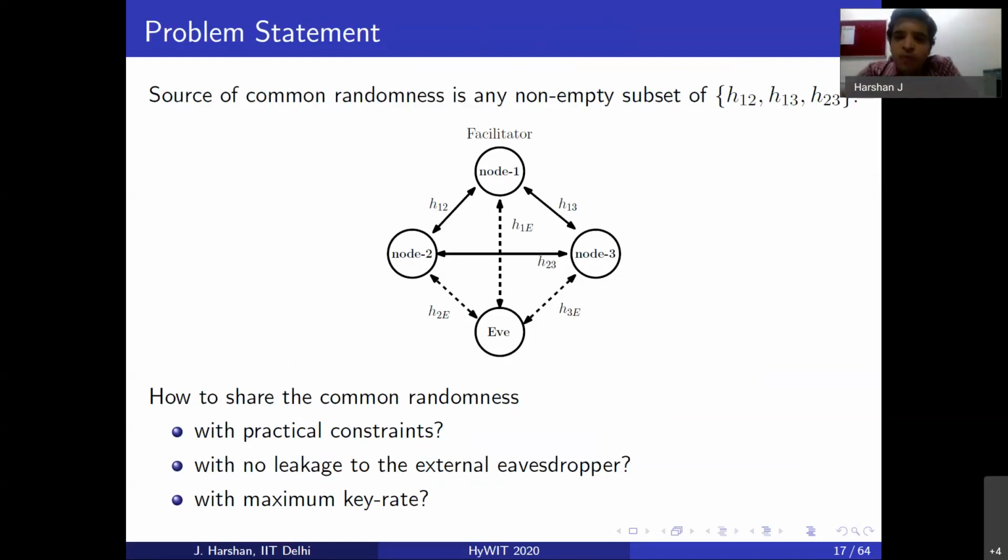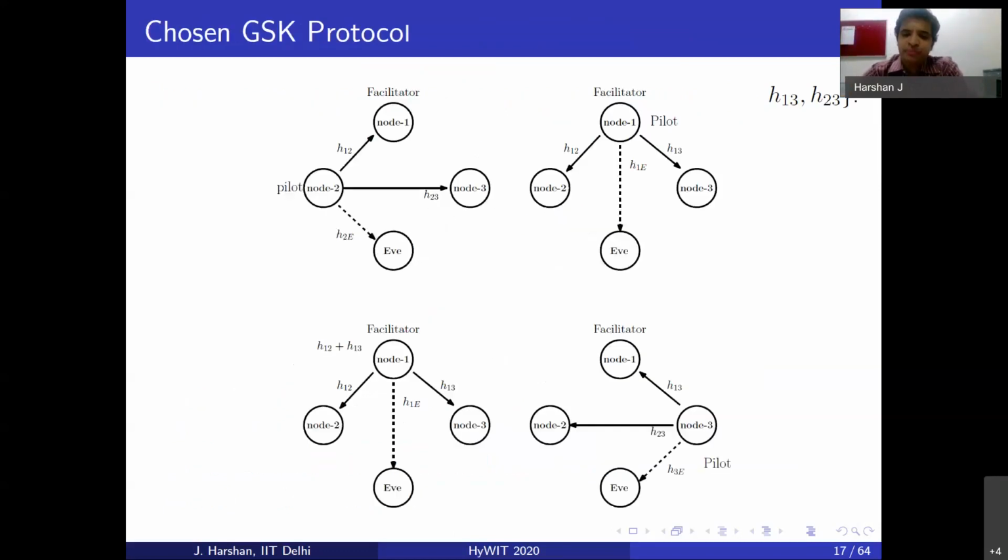Now, in particular, what we want to ask is, how do they share the common randomness with practical constraints? That means these algorithms must be implementable on state-of-the-art radio devices, right? And then the protocol must be such that the eavesdropper, who is keenly watching the proceedings, must not get anything related to the key. And finally, the protocol must be such that the total number of bits generated within a given amount of time has to be maximized, right? So we are going to look at these 3 constraints and then see how we can really answer them.